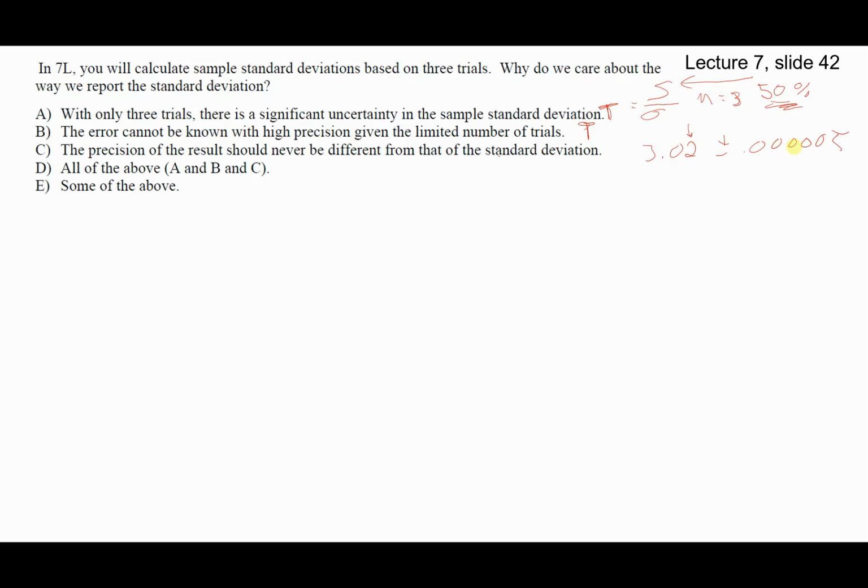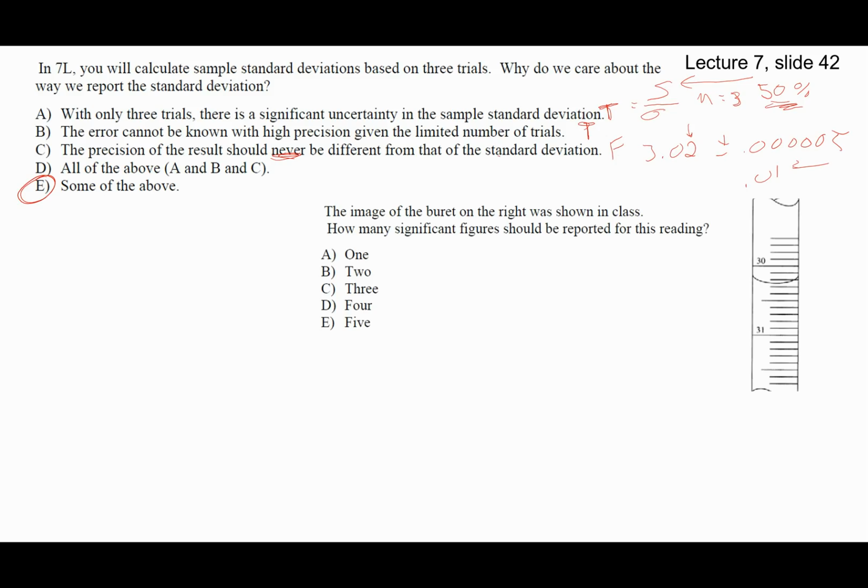Can you report this? And the answer is no, you can't do better than the machine. You have to be careful, right? The result should never be different than that of the standard deviation. Well, this is the standard deviation, right? But you can't do that. You have to go with what the instrument does. So this is totally false, right? So D, A, B, and C, no, and E, some of the above. Tricky question. Yes, tricky.